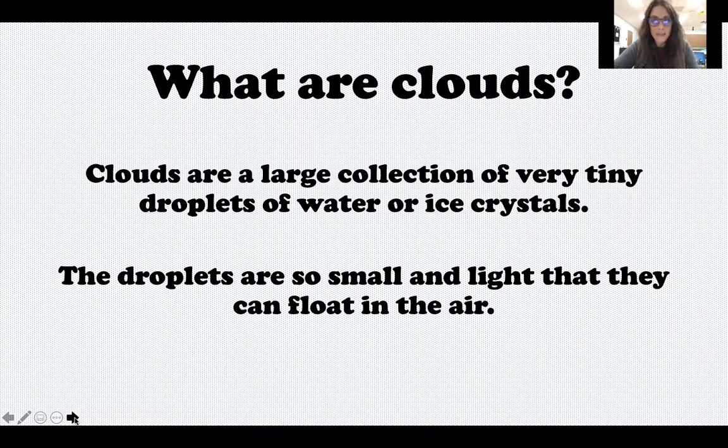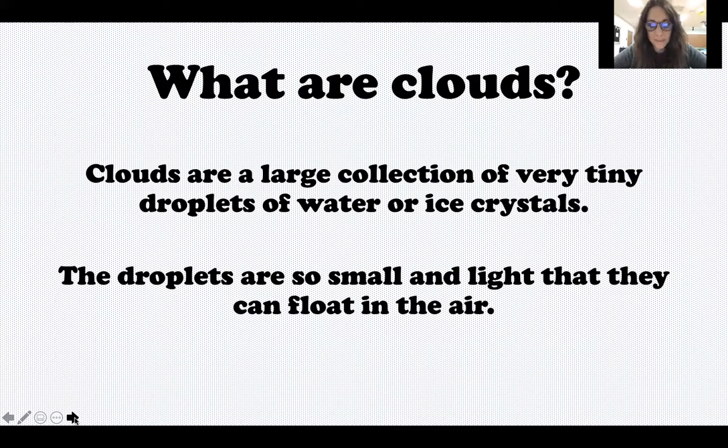So what happens is all the water that's on our earth in our lakes and oceans and rivers and streams, when it gets heated up by the sun, the sun's heat causes the water to rise up into the atmosphere, and that's called evaporation. And then once the tiny droplets of water that we call water vapor are up there in the atmosphere, it's very cold.